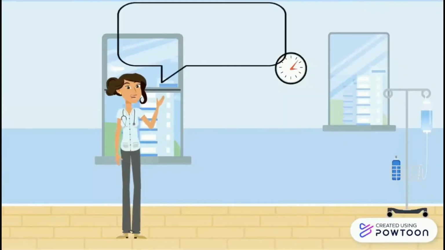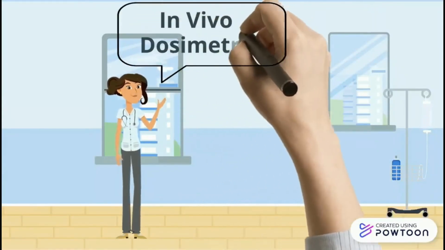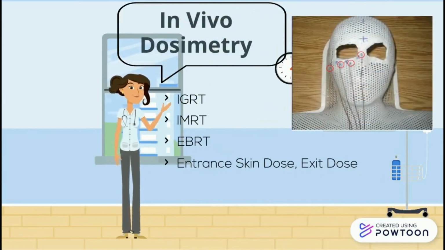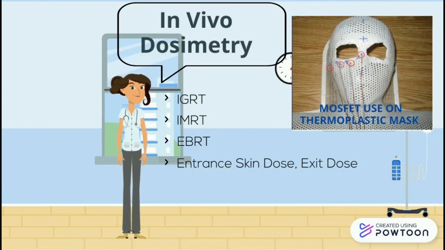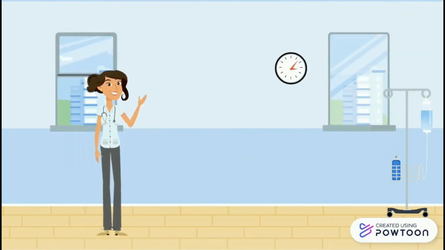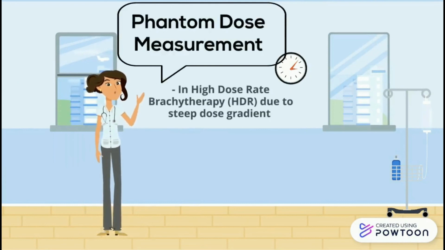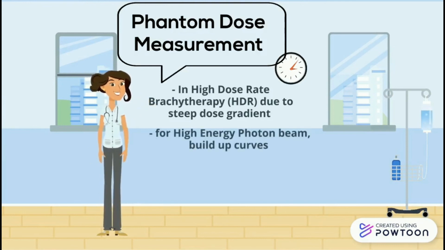The MOSFET dosimeter is widely used in in vivo dosimetry for various treatments such as IGRT, IMRT, and EBRT for measurement of entrance skin dose and exit dose. MOSFET dosimeter is also used for phantom dose measurement in high-dose rate brachytherapy due to its steep dose gradient. It is also used for high-energy photon beam.